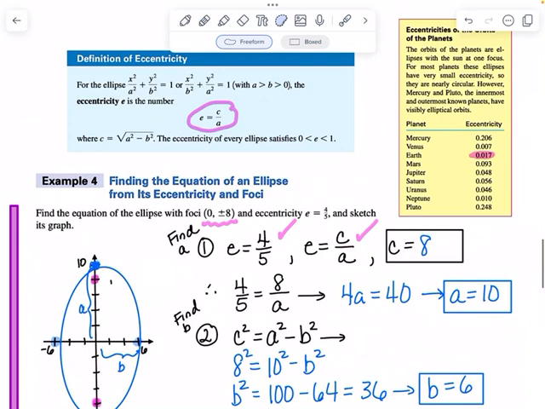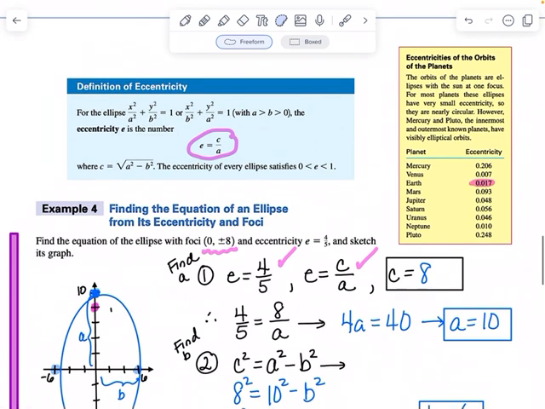Okay, 9.1 conics, and we're talking about ellipses, and we are on example 4. So we're talking about eccentricity of the ellipse. Now, the eccentricity of the orbits of the planets, the orbits are ellipses. So if you look at it, they don't look like they're very big, right? They're pretty small. So Earth is 0.017.